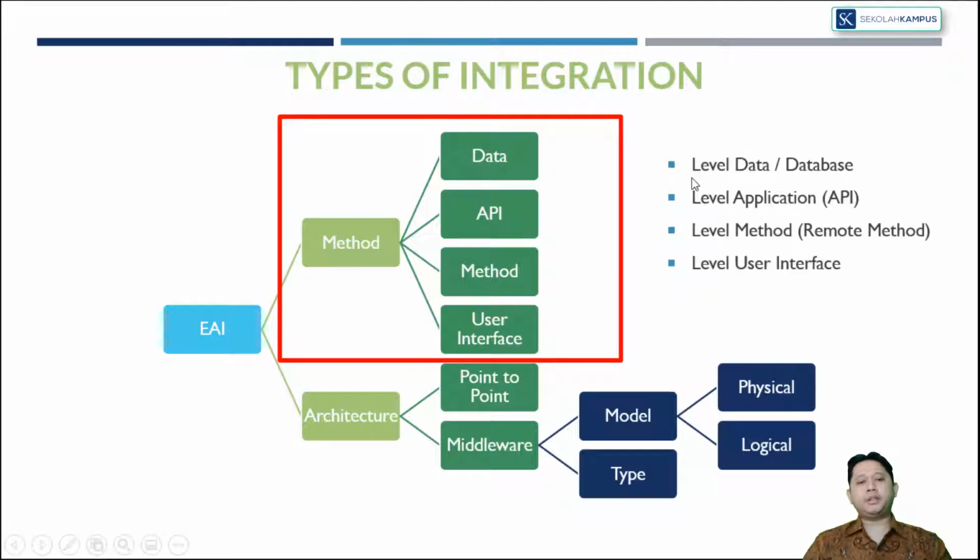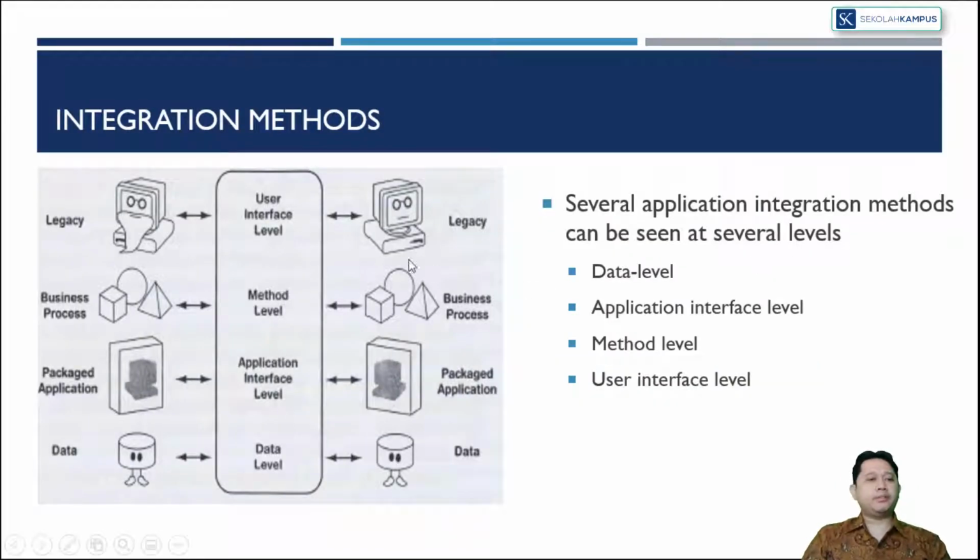As we can see here, the levels are the data or database level, then the application or API level, the level of methods, which can also be said as remote method, and then the user interface level. This is almost the same as the previous picture. This is integration method. From the bottom we can see this is the data level. At the second layer we can see the application interface layer. At the third layer we can see the method level or business process level. And the fourth layer is the user interface level.